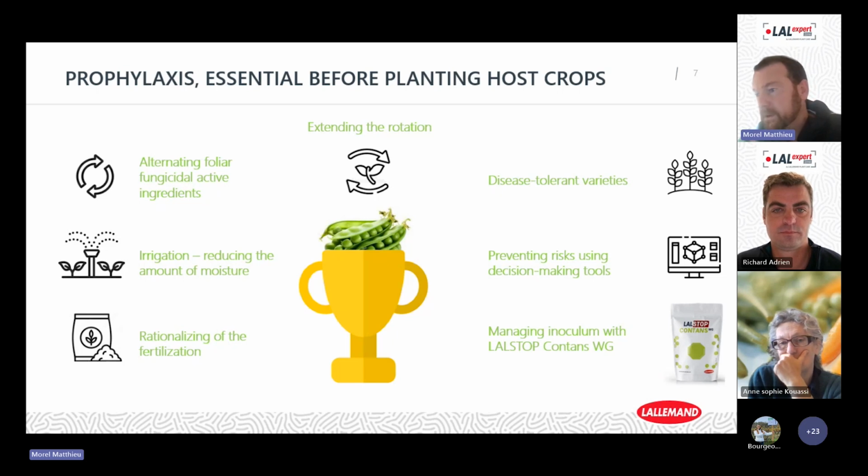And of course, today we will talk about LALSTOP Contans, which is the product to manage the inoculum level of sclerotinia in the soil. This is the only product to manage the sclerotia, so the source of the contamination. Adrien will explain to you later the difference between the chemical product and the LALSTOP Contans product, because this is not the same way to manage the disease. Okay.